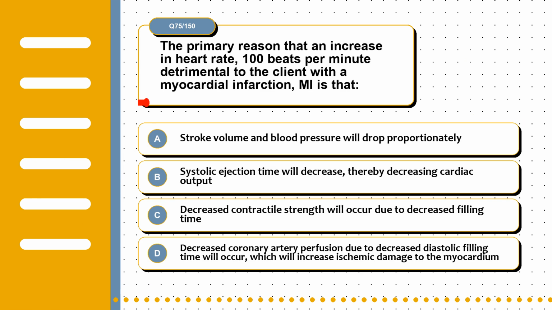Question 75. The primary reason that an increase in heart rate, 100 beats per minute, is detrimental to the client with a myocardial infarction, MI, is that. Here are the options. Option A, stroke volume and blood pressure will drop proportionately. Option B, systolic ejection time will decrease, thereby decreasing cardiac output. Option C, decreased contractile strength will occur due to decreased filling time. Option D, decreased coronary artery perfusion due to decreased diastolic filling time will occur, which will increase ischemic damage to the myocardium.